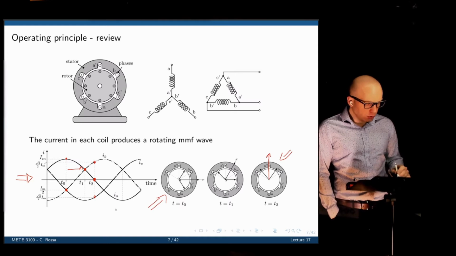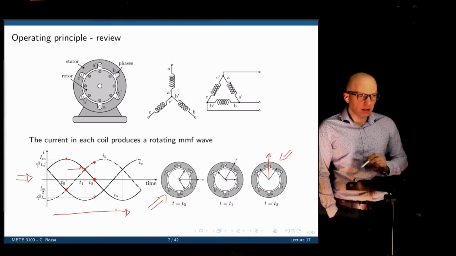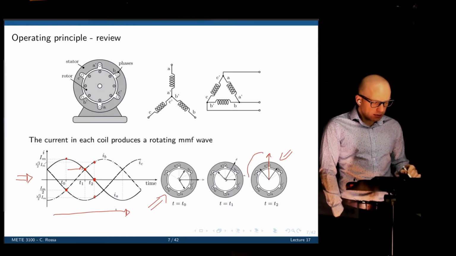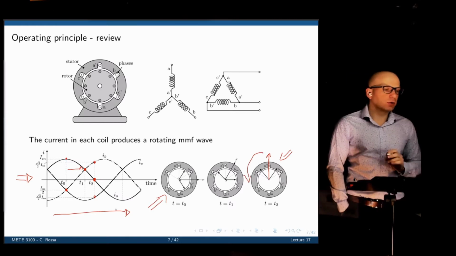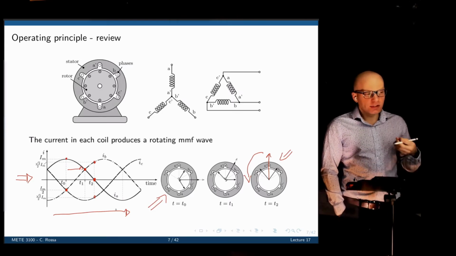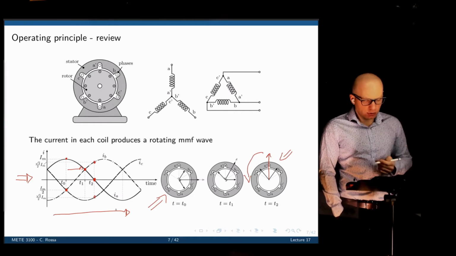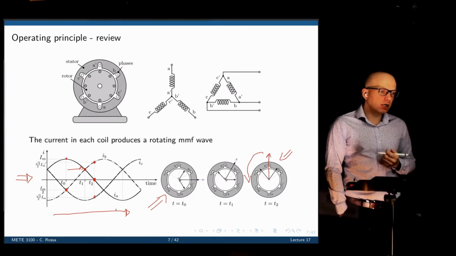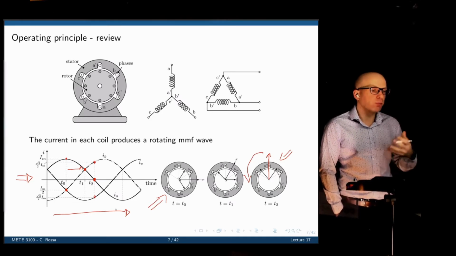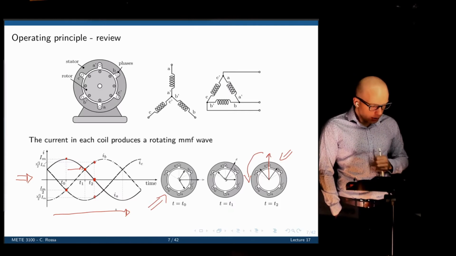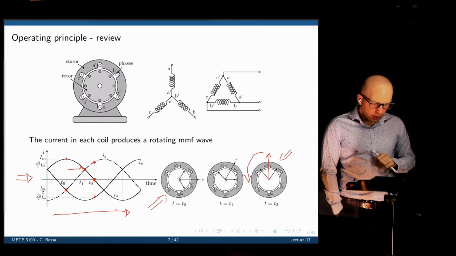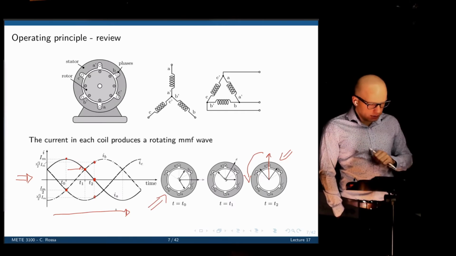So we can conclude that as we move along this curve, as we move along time, this vector keeps the same intensity, but it now rotates around the core. It will rotate at a given speed, and that speed will depend on two factors. It will depend on the frequency of these currents, of course, and it will also depend on how many poles we have in the machine. The more poles we have, the slower the magnetic field rotates. So nothing new here. This is from lecture 16.